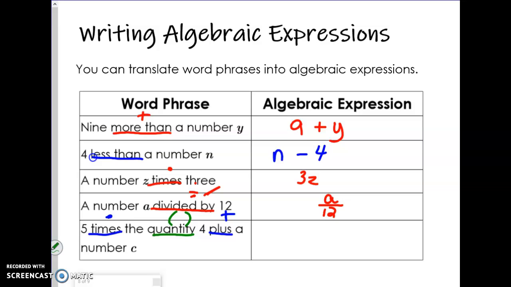Okay? So I'm going to go ahead and write this out. I'm going to have 5 times. If you want to put the dot, you can. You don't have to, because you could just smush it up to these parentheses, where you're going to do 4 plus a number c. So you could write it with the dot, or you could write it without the dot, where you just have 5, and then you just put it right next to the parentheses, 4 plus c. Okay? Anytime you have the thing that says the quantity, it's going to put that in parentheses and make that go first. Okay? Questions?